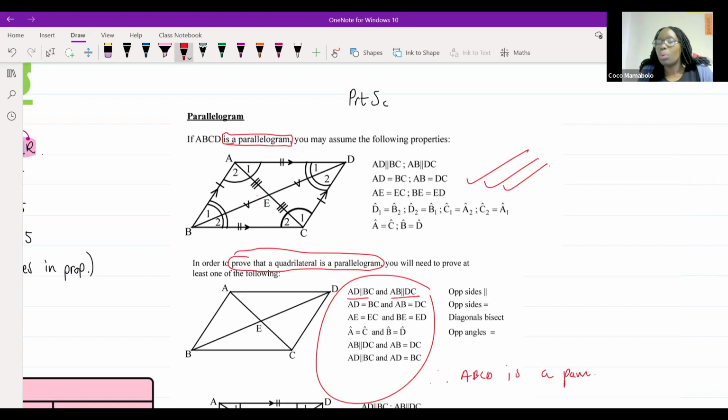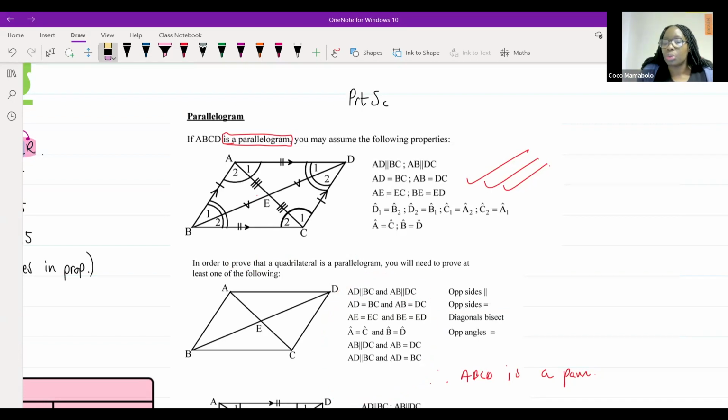Okay, so we need to read instructions very carefully. If they already tell us that it is a parallelogram, we can go ahead and use all the properties. But if they don't explicitly say that it's a parallelogram, we are going to have to prove that it's a parallelogram if we want to use the properties of a parallelogram.